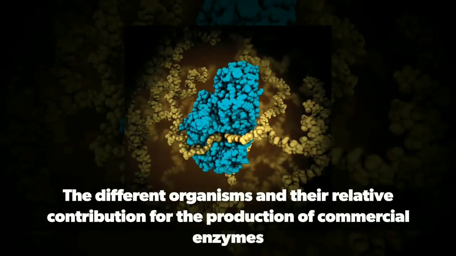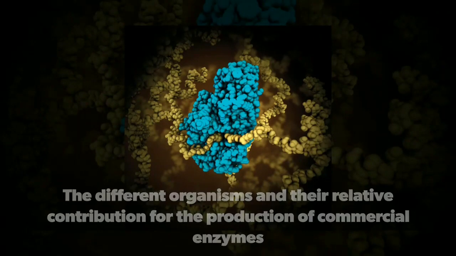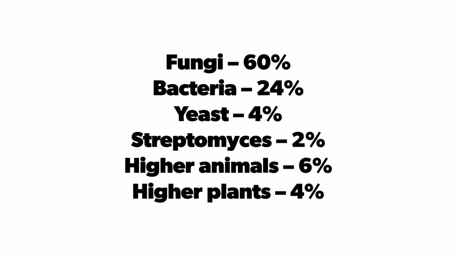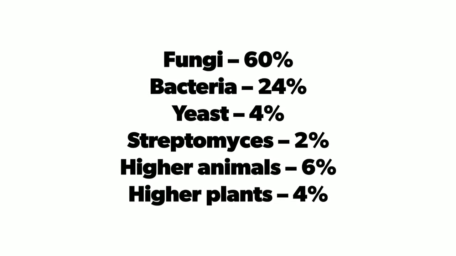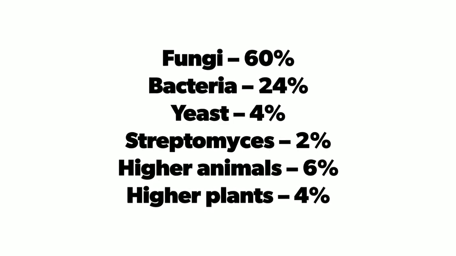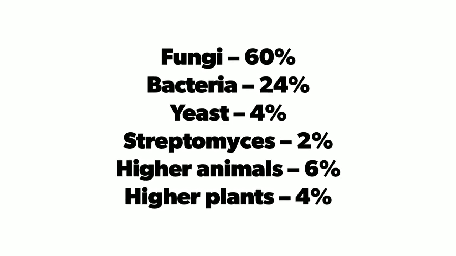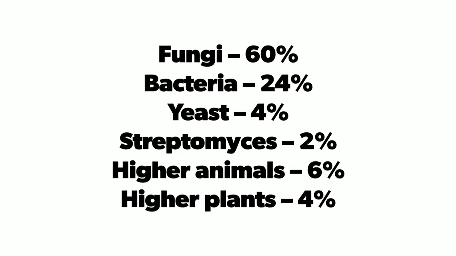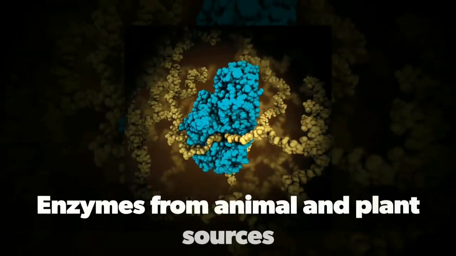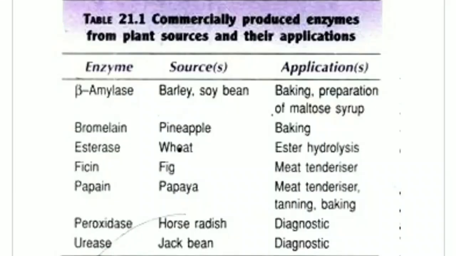The different organisms and their relative contribution to the production of commercial enzymes. Its relative percentage is given here. Fungi 60%, bacteria 24%, yeast 4%, Streptomyces 2%, higher animals 6% and higher plants 4%. Enzymes from animal and plant sources. These are some enzymes and their sources and their applications.